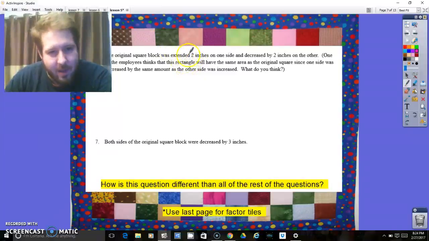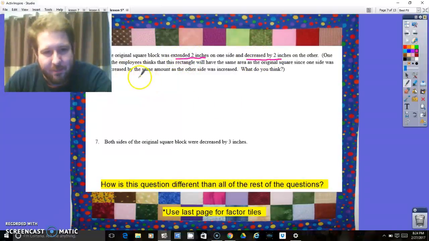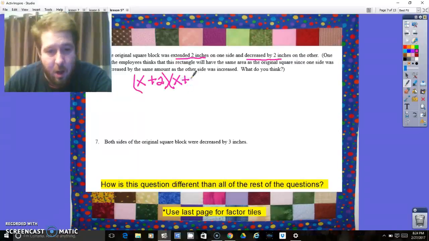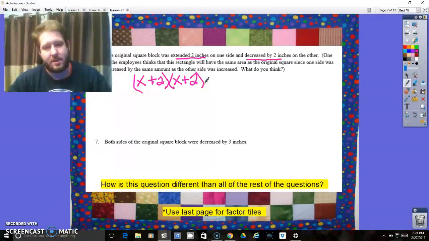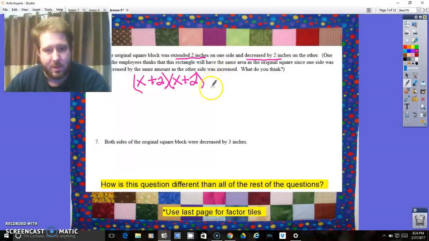Now we're going to deal with negatives. One side's extended by 2 inches, the other side's decreased. And we call this difference of squares. So it's x plus 2 on one side, and the other side's got 2 red longs. So it does complete the square. It has 2 greens and 2 reds, one on each side. And then you would need 4 units in order to complete that square.